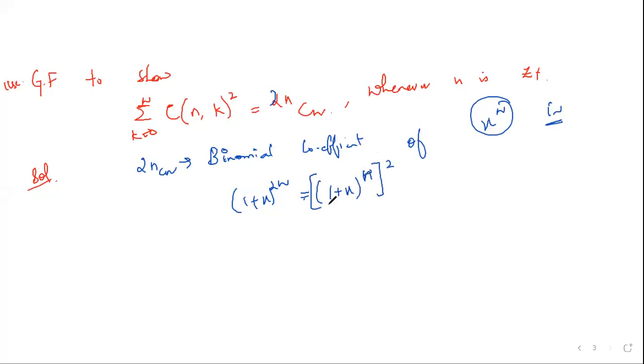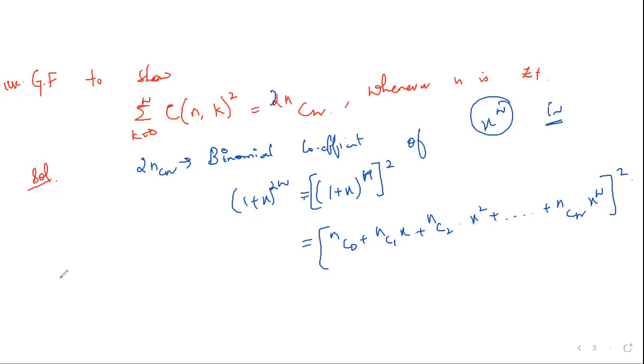Correct? Now, how should we expand this? This is our normal binomial formula. So this is (nC0 plus nC1 into x plus nC2 into x square plus and so on up to nCn x power n) whole square. So what is the coefficient of x power n in this expression?